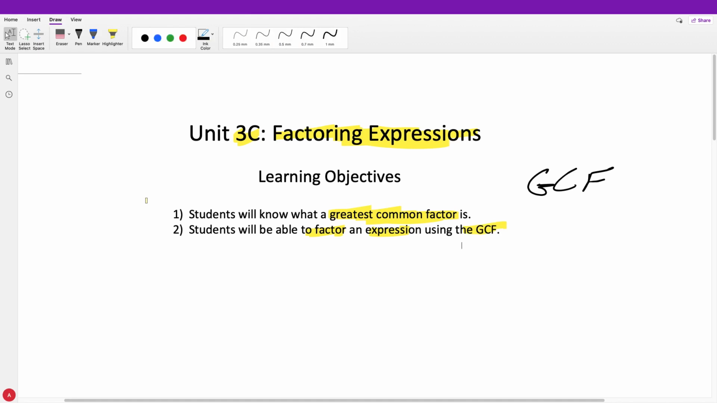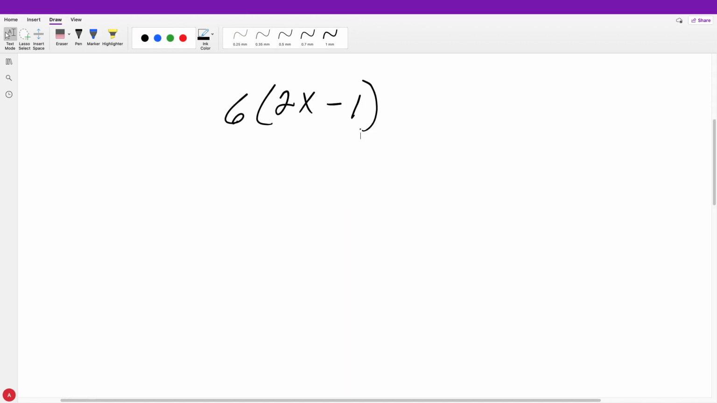All right, so we're going to talk about greatest common factors a little bit, but this main video is just going to be going over some examples. Before we get into any examples, I just wanted to tie this into what we have done before. If I gave you this and asked you to simplify, you know that this is telling you to multiply because of the parentheses, and we would distribute the 6 into both of the terms and get 6 times 2x is 12x, and 6 times negative 1 is minus 6.